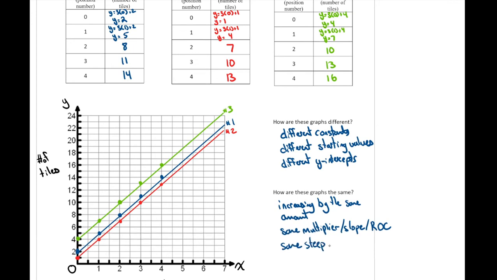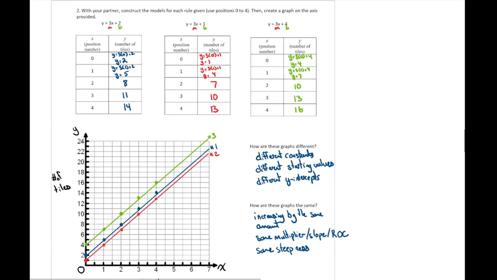So you may have noticed that when I was drawing the lines, I didn't go through and change or adjust my ruler. It was at the same angle the first time for all 3, so I didn't have to change that. So that could have been another thing that you looked at. So again, that is what you should notice between these 3 graphs. Different constants, different starting values, different y-intercepts, all referring to the same thing, but they have the same slope or same multiplier or steepness, or they're increasing by the same amount.